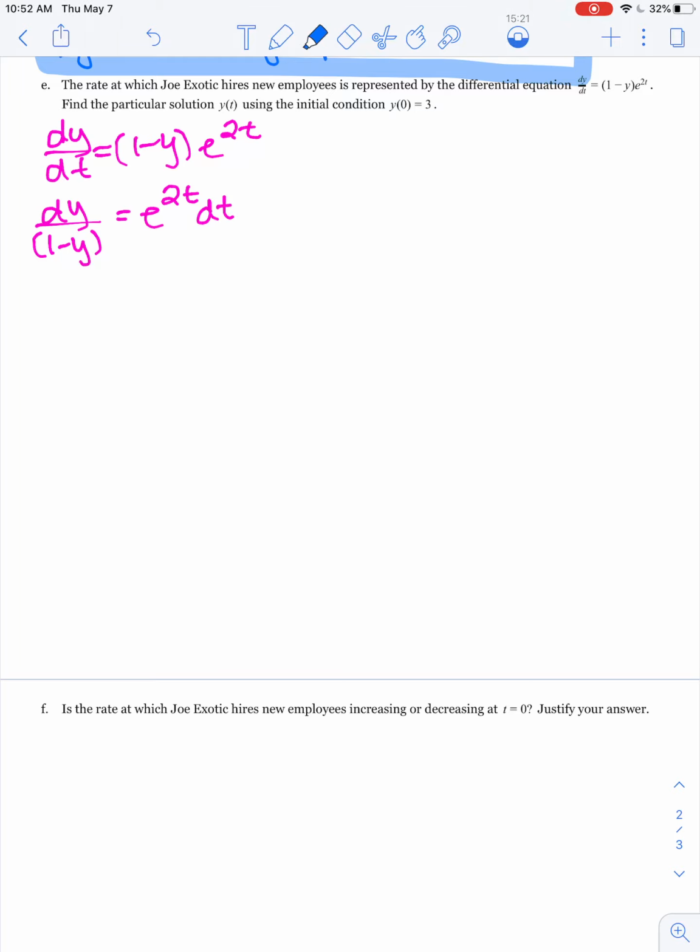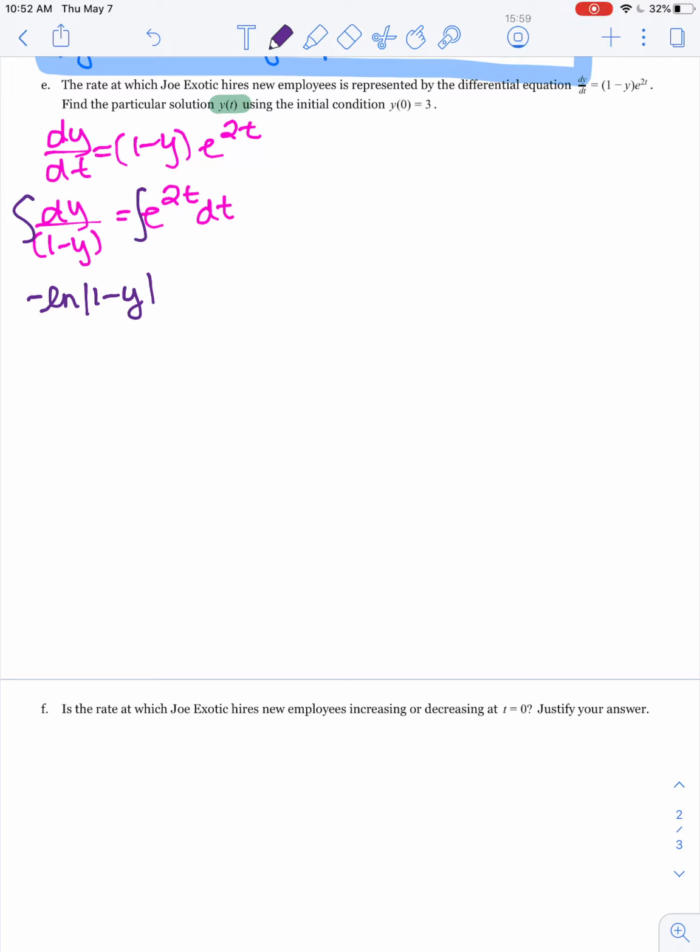Since our end goal is to get y of t, we need to get rid of the derivative for dy. We know the tool for undoing derivatives is integration. Well, if we integrate one side, we have to integrate the other side. So taking the integral of dy over 1 minus y is going to give us natural log of 1 minus y. But there is a coefficient of -1 in front of that y, so we need to include a negative out front.